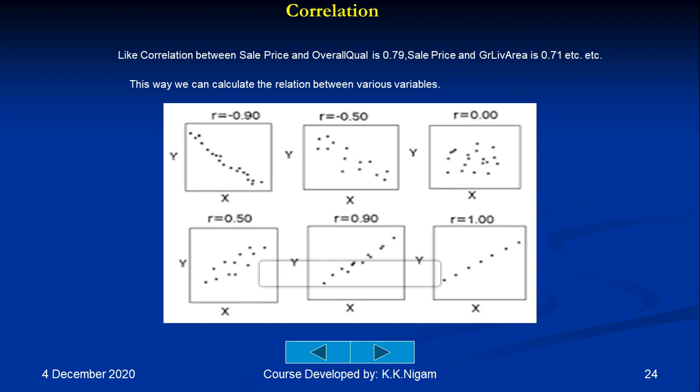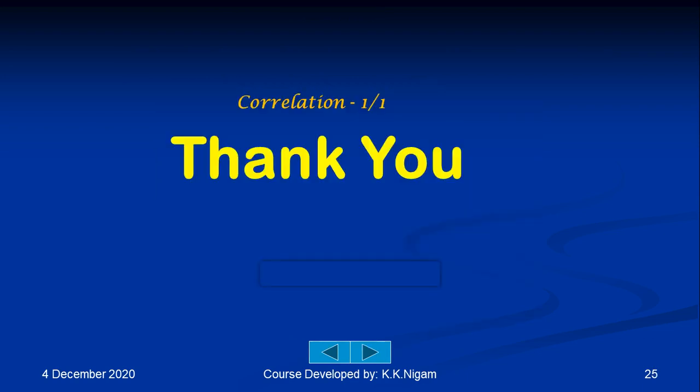Like the correlation between SalePrice and OverallQual is 0.79, SalePrice and GrLivArea is 0.71, etc. So this is the kind of correlation that you can have. Thus we can calculate the relation between various variables, and you can see that these are the different graphs which can be created with different sets of variables. So this completes your correlation, and correlation is again a very useful option available in Python, which we can use to understand how two variables are related. So that completes your correlation. Thank you.